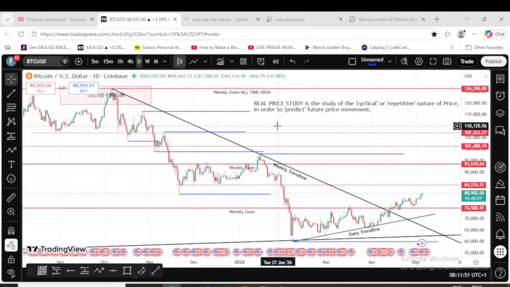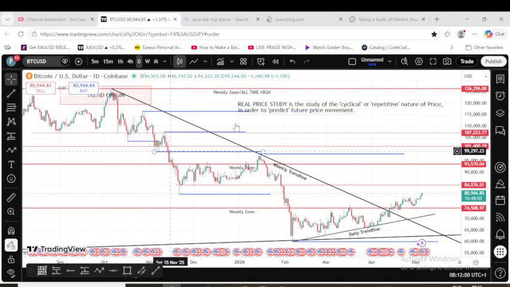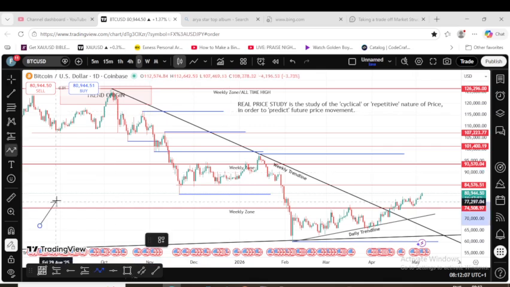So what is real price study? Real price study is the study of the cyclical or repetitive nature of price in order to predict future price movements. What does that mean? Let me draw just a basic market structure template.